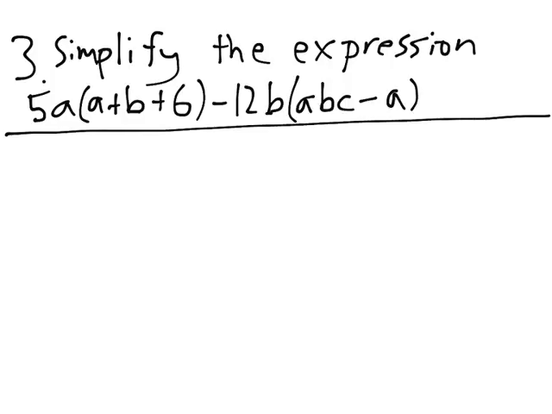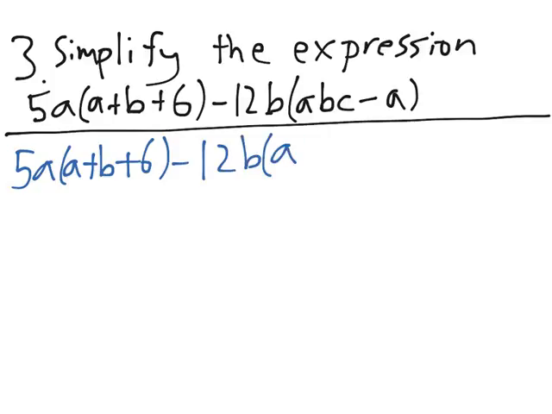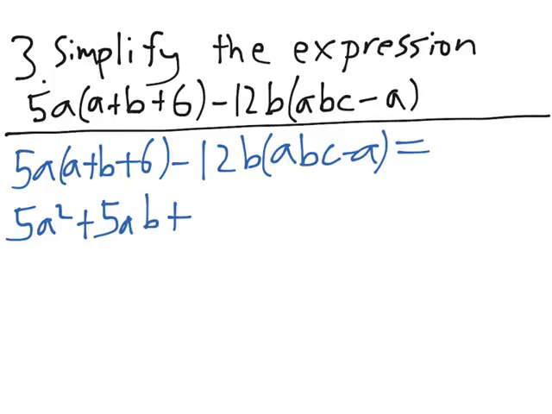Problem 3. Simplify the expression 5a times a plus b plus 6 minus 12b times abc minus a. Let's start by writing this out. 5a times a plus b plus 6 minus 12b times abc minus a. The first step is to simplify each of the terms. Starting with the left, we have 5a times a plus b plus 6. If we apply the distributive property, we'll get 5a squared plus 5ab plus 5a times 6, which is 30a.